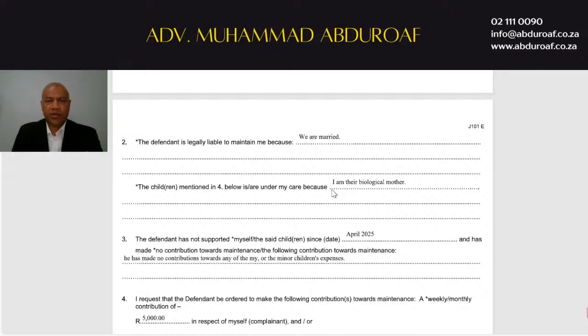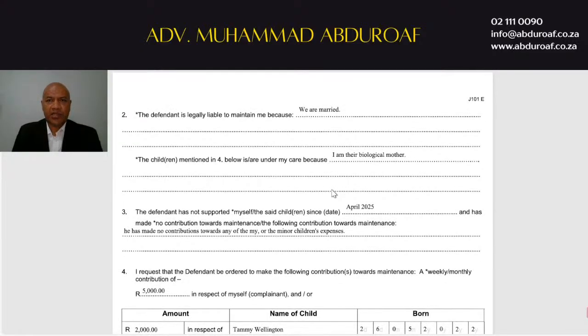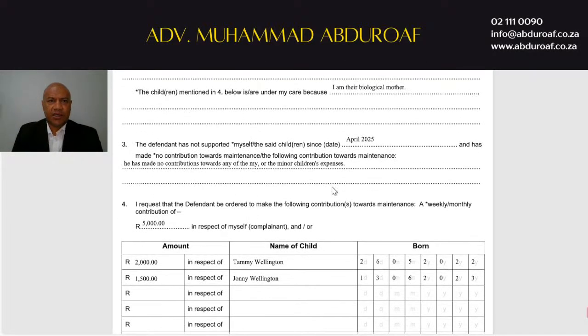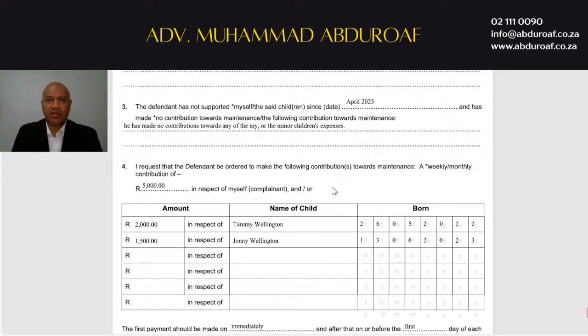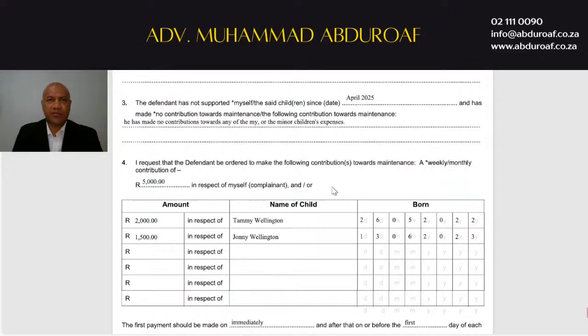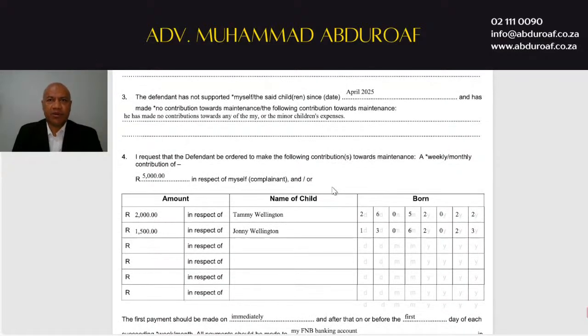The reason why you are taking the other party to court for maintenance: the defendant is legally liable to maintain me because I am married to him, and to maintain the minor children because he is the biological father. The third point: when do you want to obtain the maintenance? My apologies. When last has the other party paid maintenance? In this case, April 2025. And the other party has not contributed towards the following. You include it in the specific section.